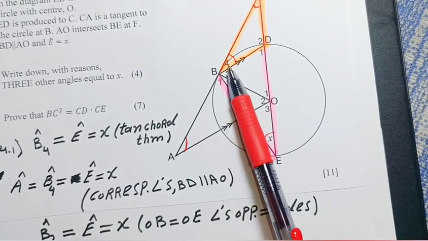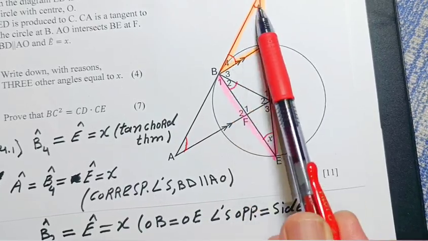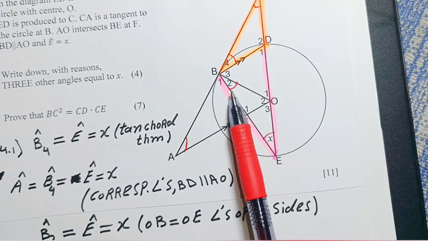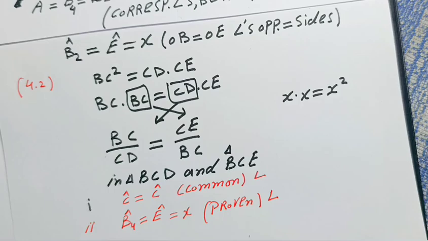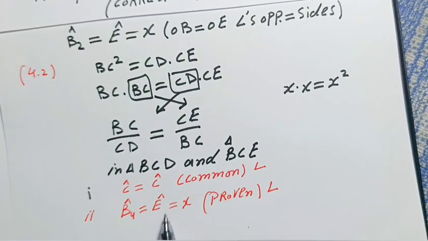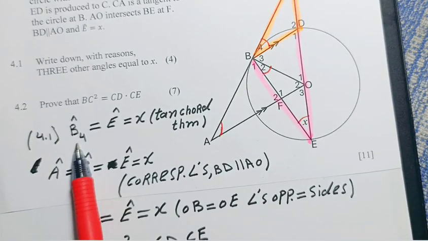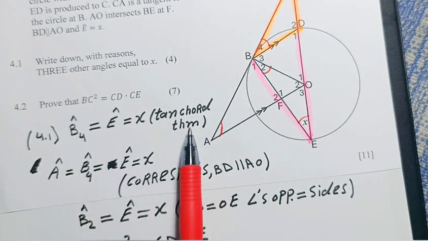Angle B4 in this triangle, now C is done. Angle B4 is equal to angle E, already proven, is equal to x. So angle B4 is equal to angle E is equal to x, proven earlier. Remember the first question we did, we proved angle B4 is equal to angle E, tan chord theorem.